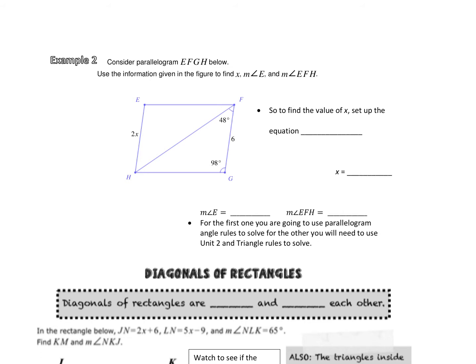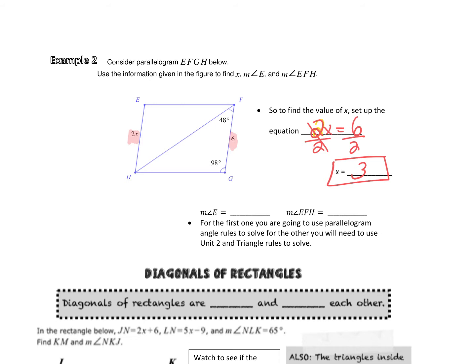So right now we have 2x is the length of this side, and we also have right across from it, 6 is the length of this side. So since in a parallelogram opposite sides are congruent, we can say 2x is equal to 6. And then we can easily solve that by dividing both sides by 2, so x is 3. So right off the bat, we found that x is 3, okay?